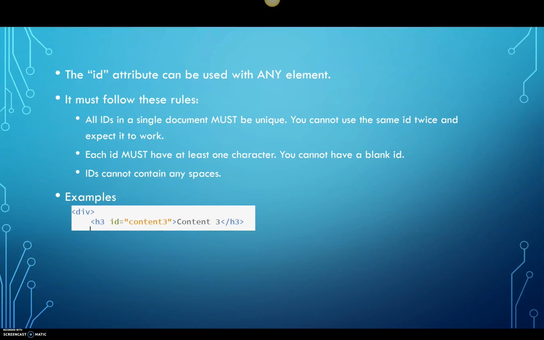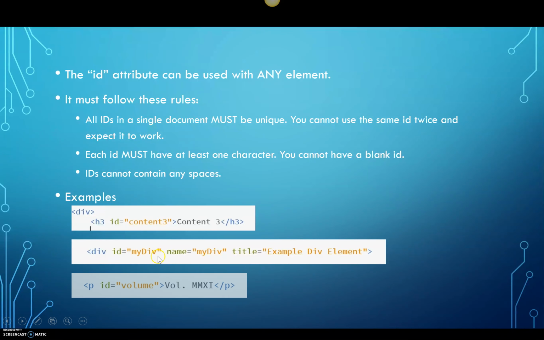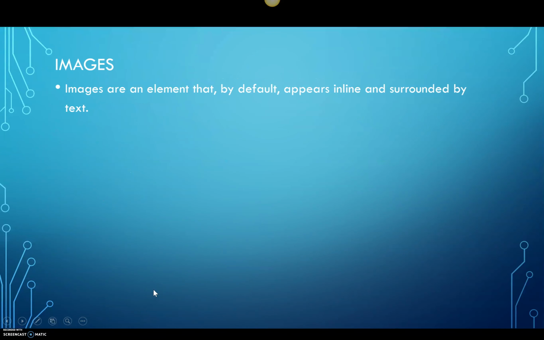And then here's some examples. There's a previous example of using it within the h3 tag. Here's an example of using it within the div tag. Notice the name of the predefined ID is mydiv. And here's an example of using one within the paragraph tag, and the predefined ID is volume.